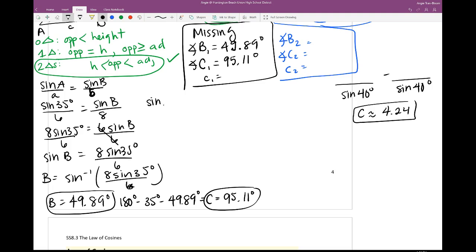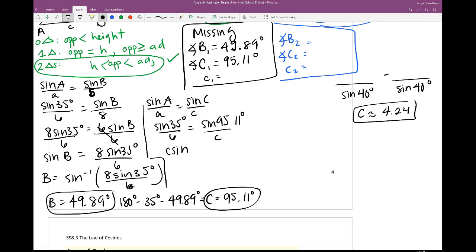Little c, then I'm going to use A again because that's the exact value. Let me just write the formula first. Okay, sine of A over a equals sine of C over c, okay? So sine of A is 35 degrees. Little a is 6, sine of C, which is found at 95.11 over little c. So when you cross multiply, c times sine of 35 degrees equals 6 times sine of 95.11. Divide both sides by sine of 35 degrees.